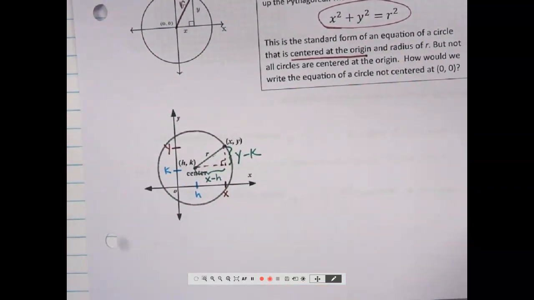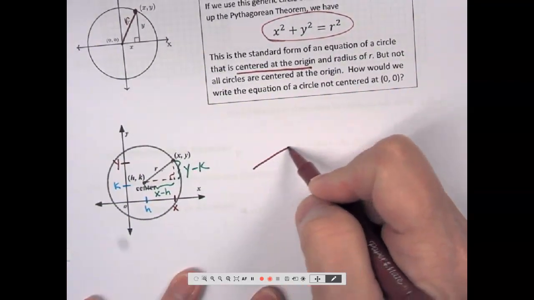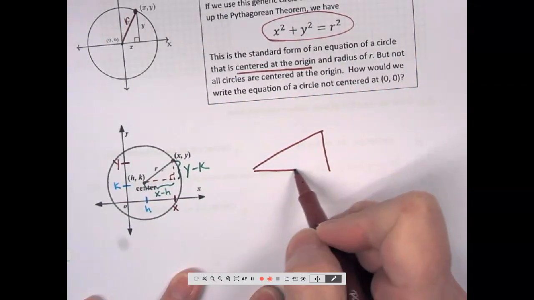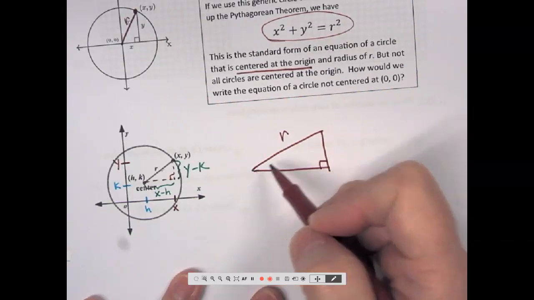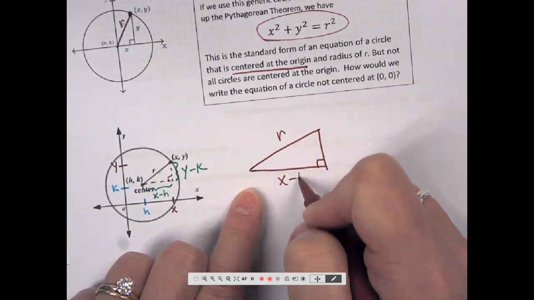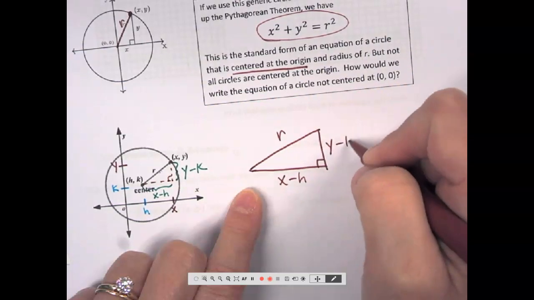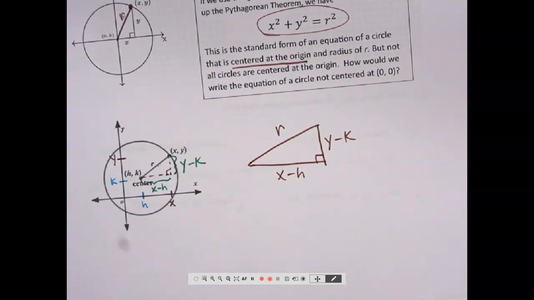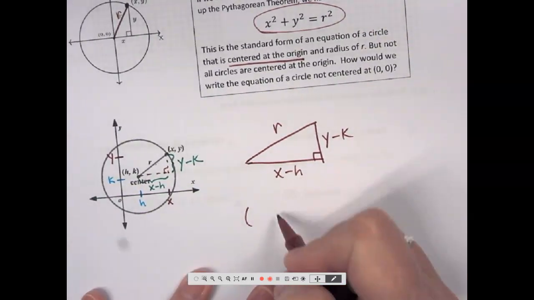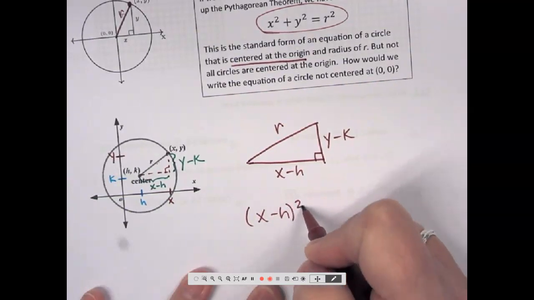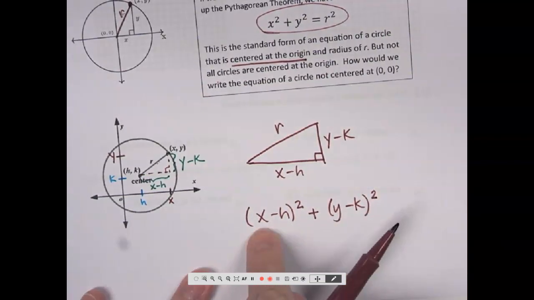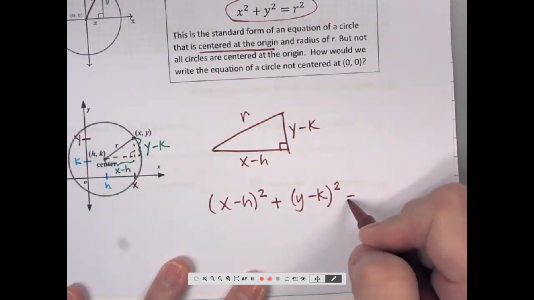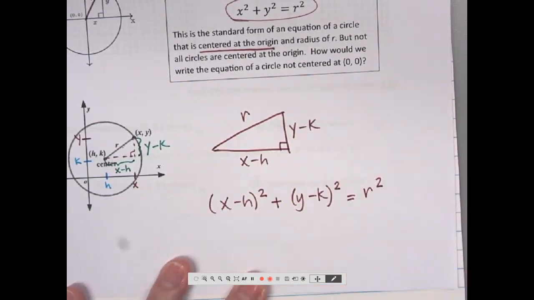All right, so that's kind of busy. So I'm going to come over here, and I'm going to just redraw what we talked about. So I have a right triangle, and the hypotenuse is whatever the radius of the circle is. This length over here is X minus H, and this length here is Y minus K. So it's a right triangle. I can use the Pythagorean theorem. So I'm going to say the bottom leg squared plus the vertical leg squared, so that's your A squared plus B squared equals the hypotenuse squared.